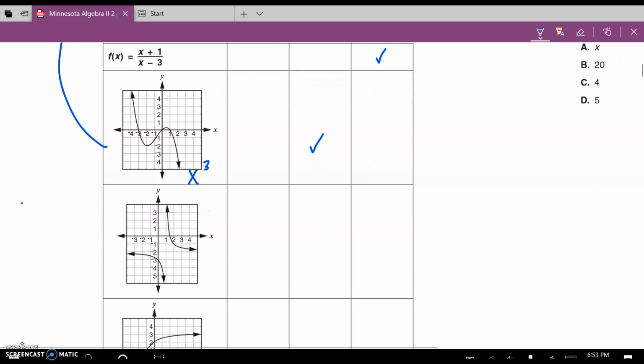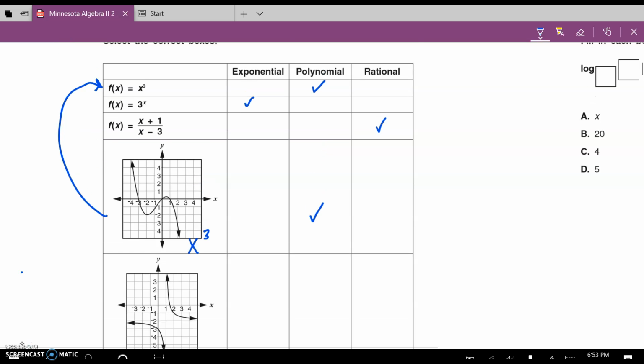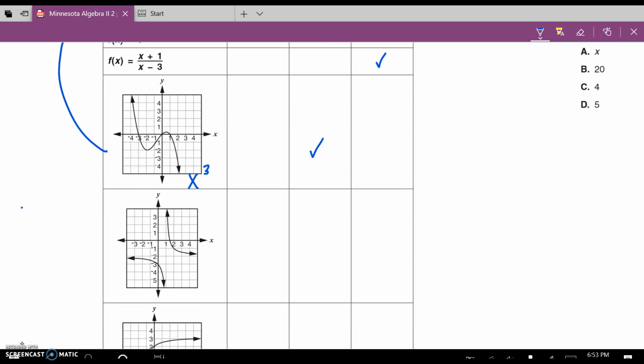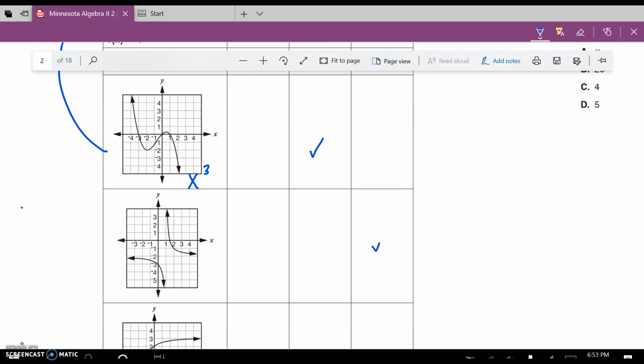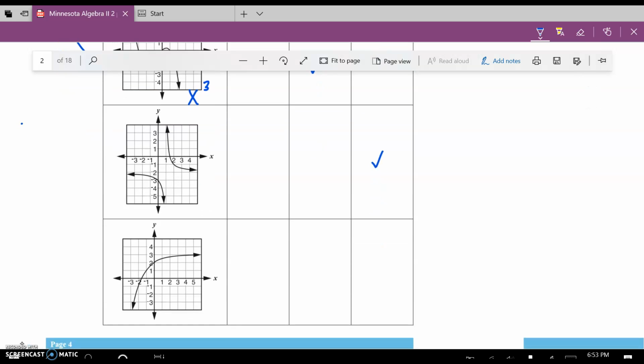Okay, then the next one is, again, something we've kind of seen. We started talking about this right before we left. It has the thing called asymptotes, right? But again, something we've not really seen a whole lot before. So that one is going to be rational. Okay, and then last but not least, again, we've seen this one before. It goes up, increases really quickly, really fast. So that one is going to be exponential as well.